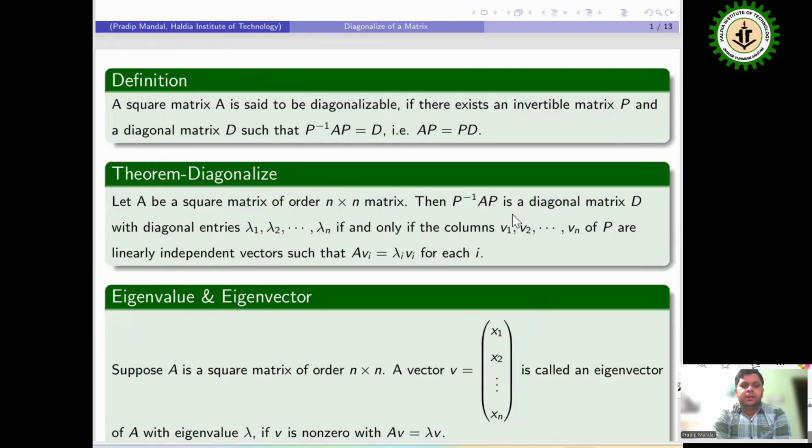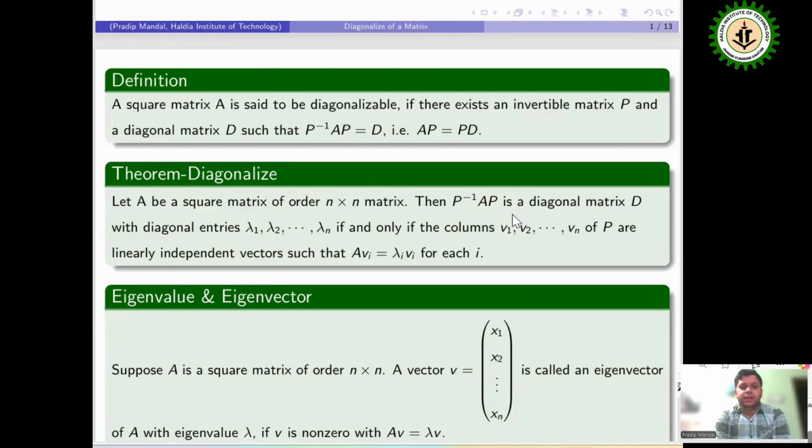Next, a theorem. For a square matrix A of order n cross n, P inverse AP is a diagonal matrix D with diagonal entries lambda 1, lambda 2, ..., lambda n if and only if the columns V1, V2, ..., Vn of P are linearly independent such that the condition AVi equals lambda i Vi is satisfied for each i.